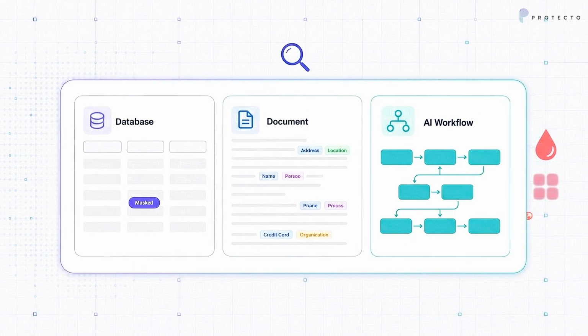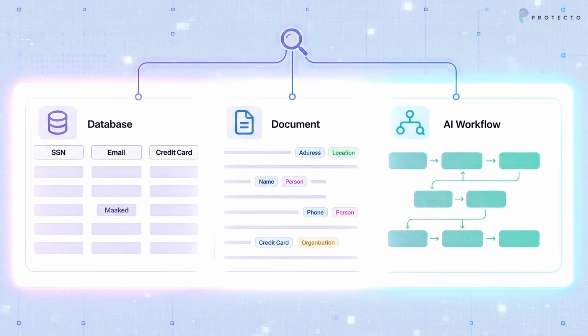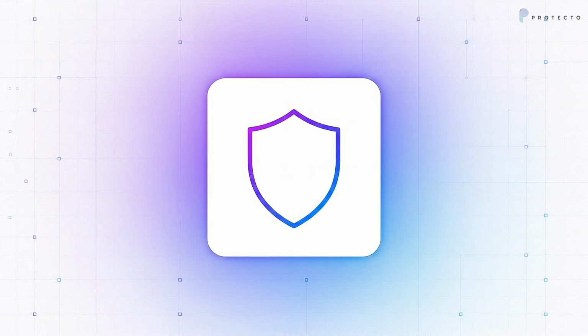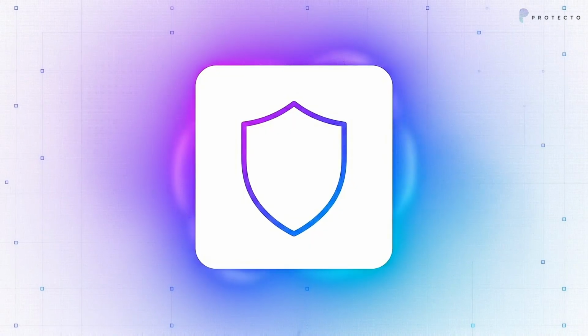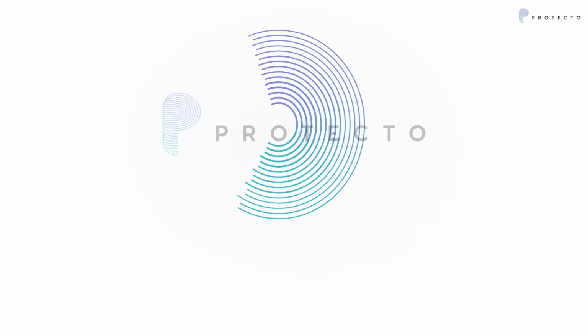The hard part is not only masking the data. That must happen without breaking the quality of the response. In the next video, we will look at the second half of the problem. Once you find sensitive data, how do you protect it without confusing the model or making the answer useless?